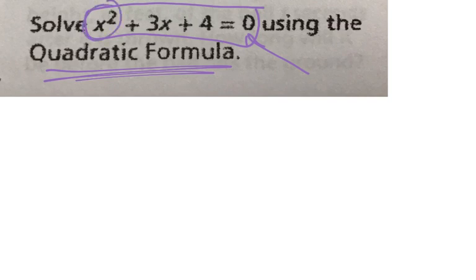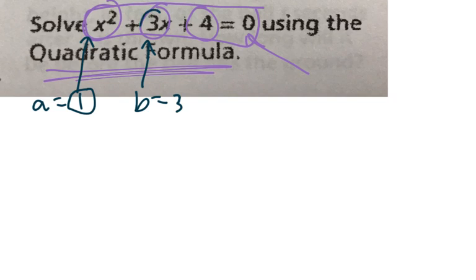Notice how the x squared, the 3x, and the 4 are in order from highest to lowest power. And that's what we want, because now we know that a is going to be 1. That's the coefficient of x squared. We know that b is 3. b is always the coefficient of the x term. And c, our constant, is 4.